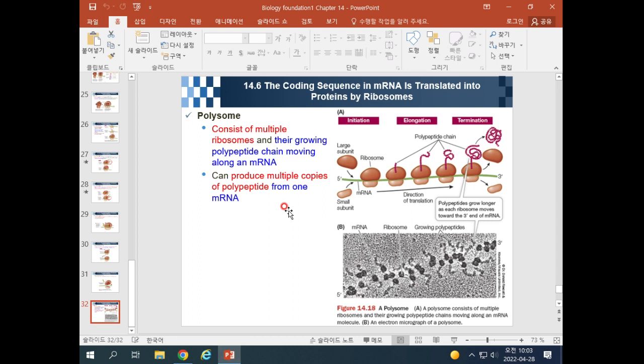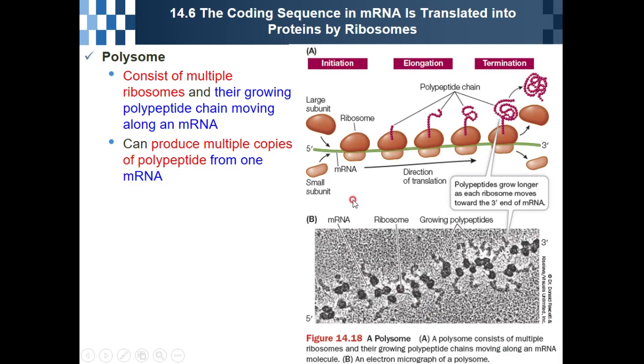Okay. So today the final subject is polysome. So this is the mRNA. If you see the electron microscopy structure, we can see lots of ribosomes bound here. Usually in one mRNA, several ribosomes are bound. At the end, this is the polypeptide. The polypeptide size is large at the end, and very small at the start.